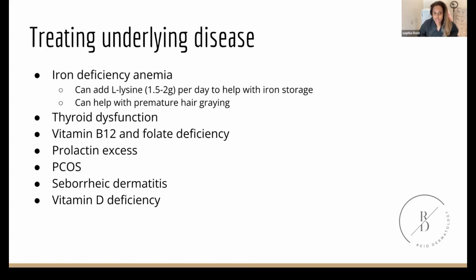So let's start with treating underlying disease. Iron deficiency anemia is one of the most common deficiencies that we see, and that's when we have low levels of iron. Premenopausal women are the most likely to have iron deficiency anemia because we lose blood every month, so our blood levels and our iron levels can be a little bit lower. Supplementing iron can definitely be helpful with helping to grow our hair. You'd be surprised how many people really do have low iron levels and how much that really affects hair loss.